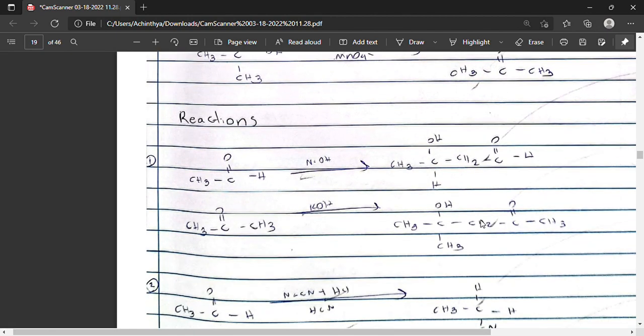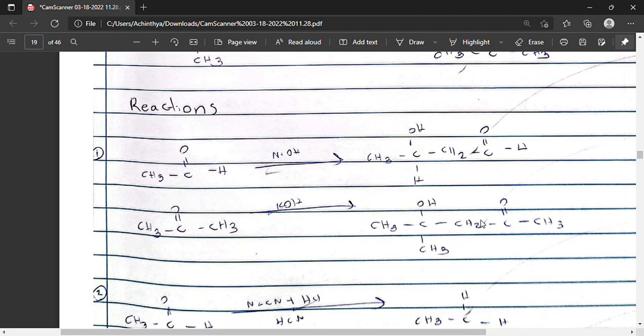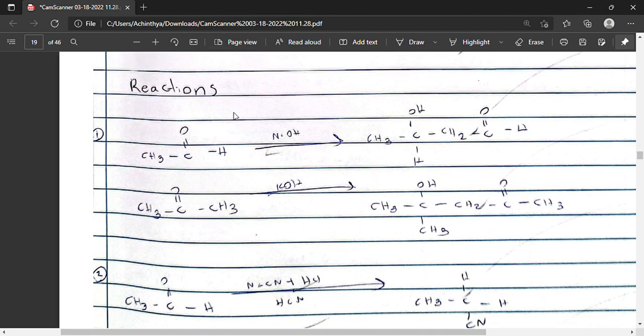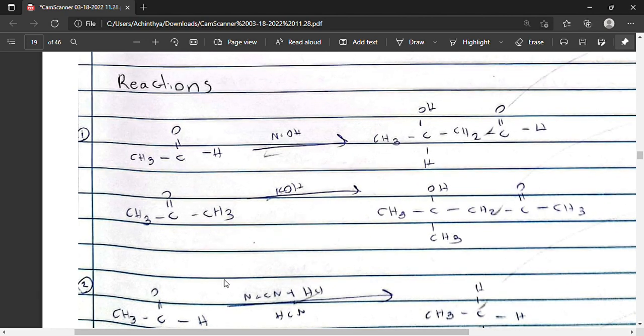Now for the reactions of carbonyl compounds. This is a reaction known as aldol condensation, which we will discuss further under organic mechanisms. But for now, just note that carbonyl compounds can react with bases to form this compound called the aldol, as we can see here. Only carbonyl compounds which have alpha hydrogens will be able to undergo this reaction.